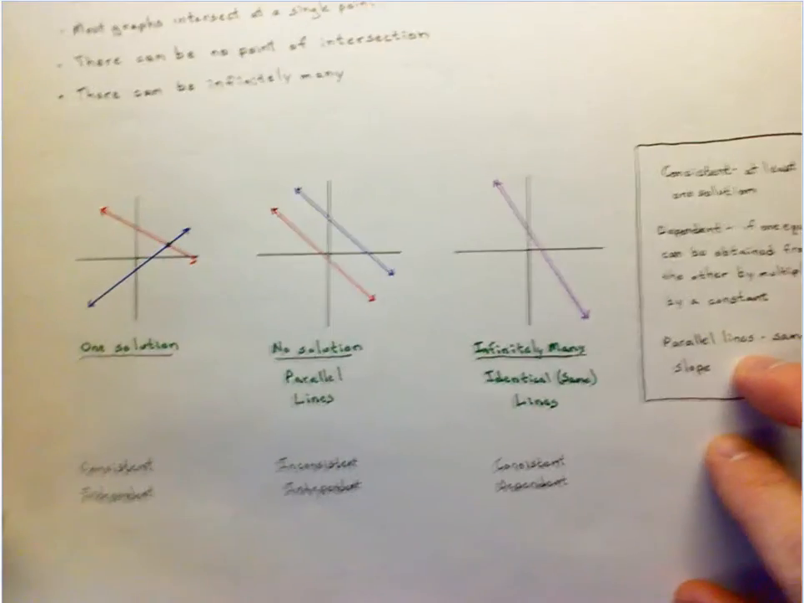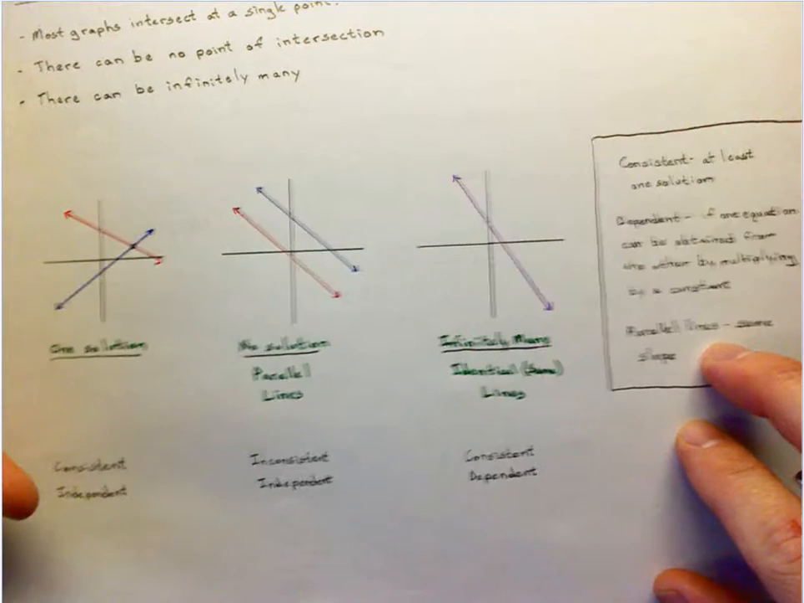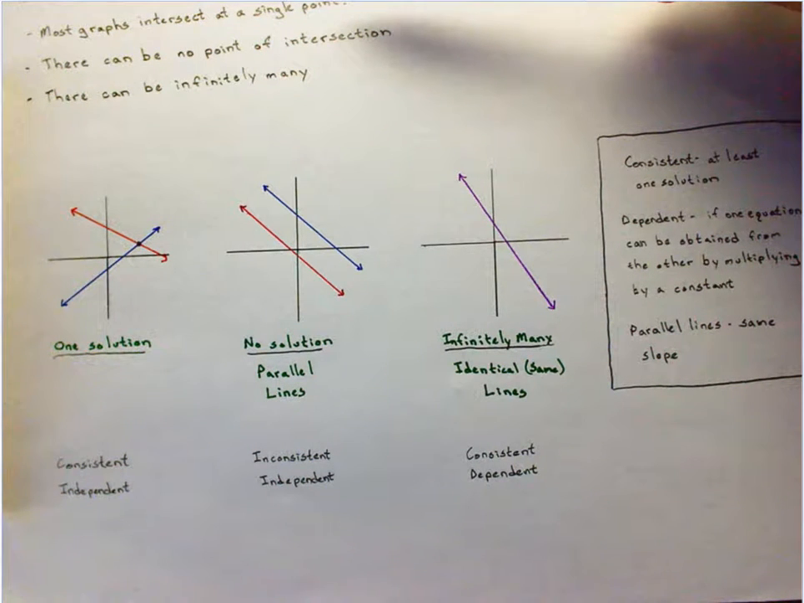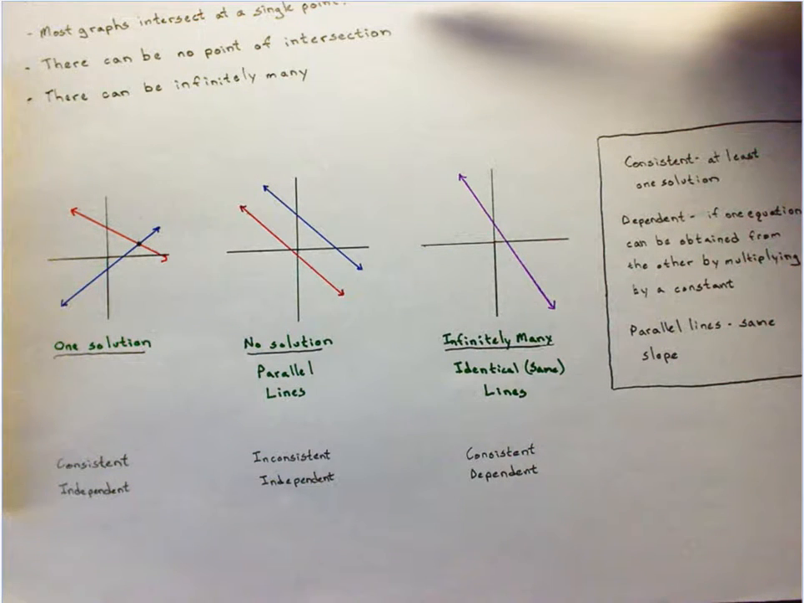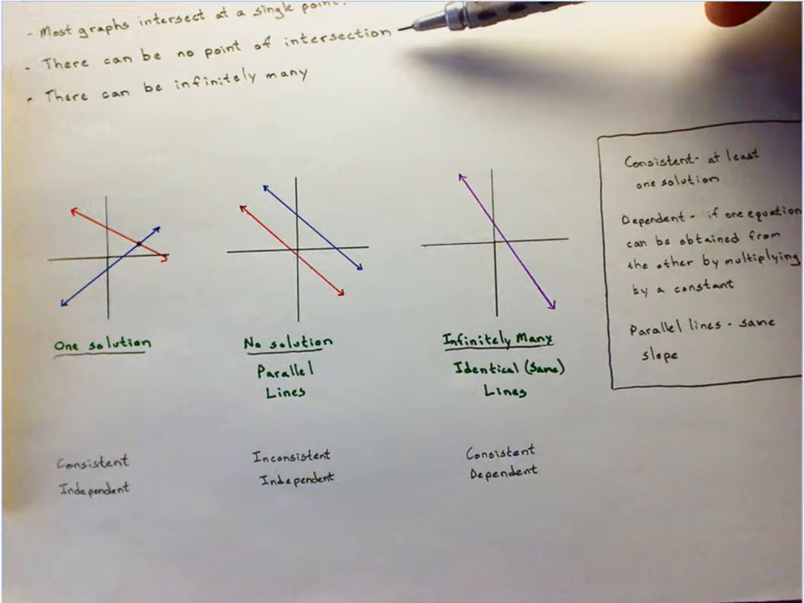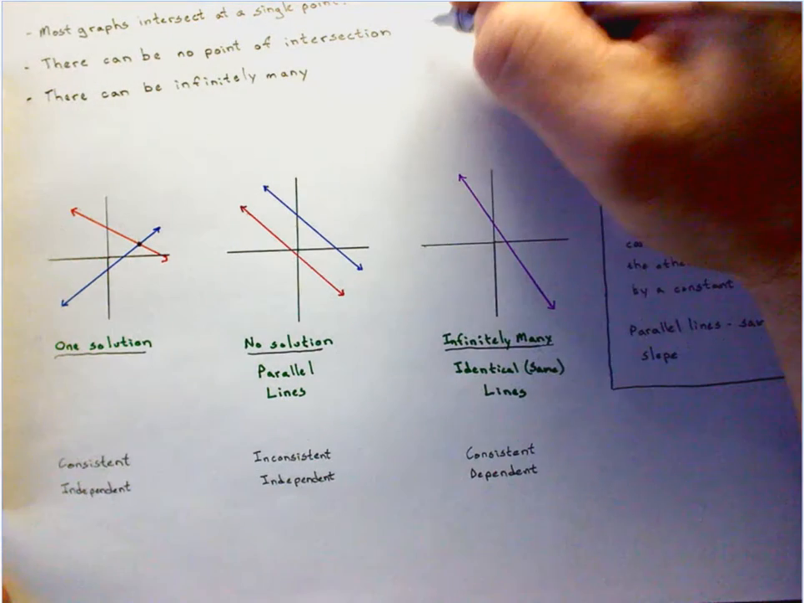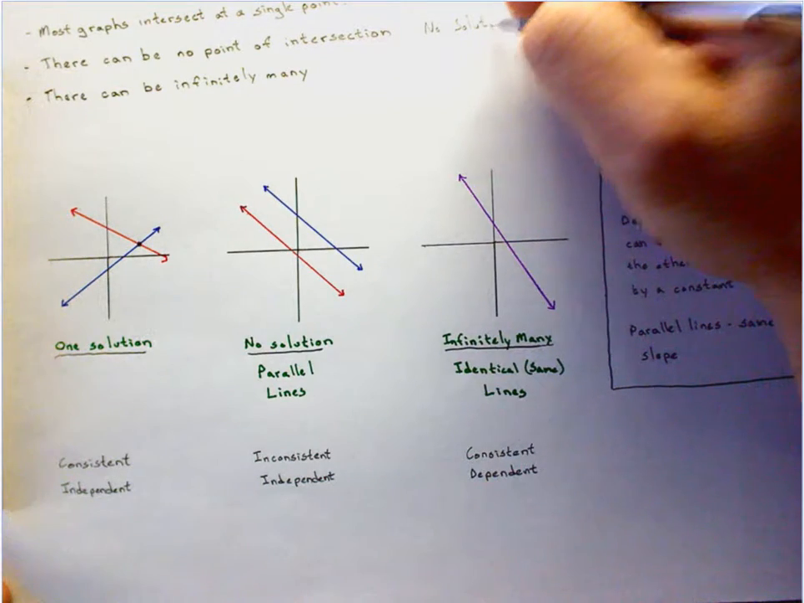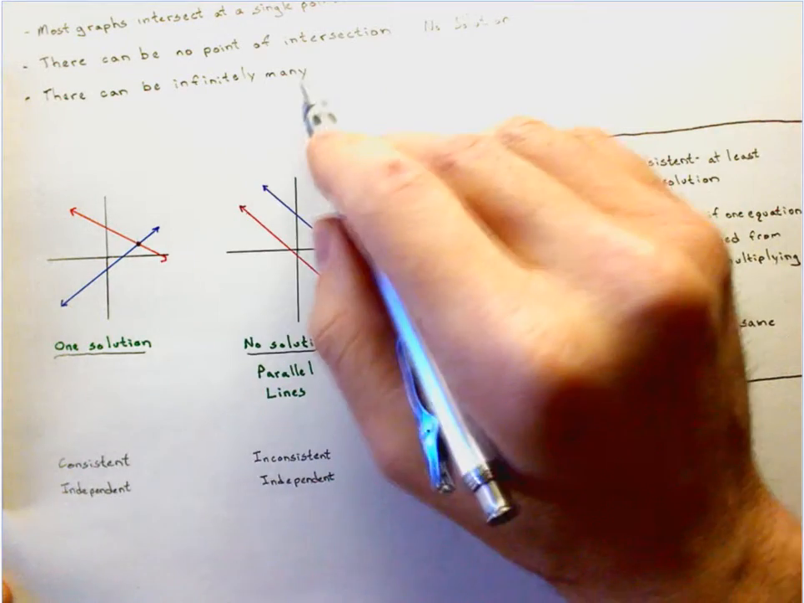In our example, we saw that there was a solution. But as we pointed out before, the solution is all the ordered pairs. So you can have more than one point, or you can have no point or coordinate as a solution. Most graphs intersect at a single point whenever you look at it graphically. There will be one coordinate as your solution. But there can also be no point of intersection, and what this means is no solution. Or there can be infinitely many solutions.